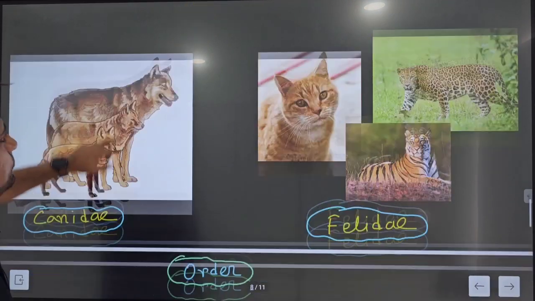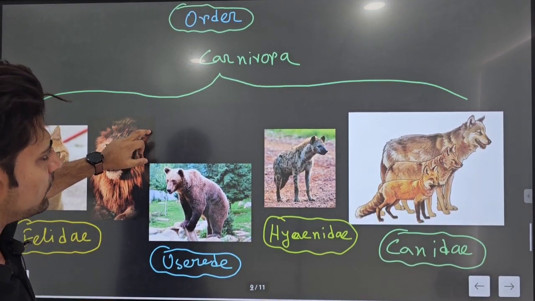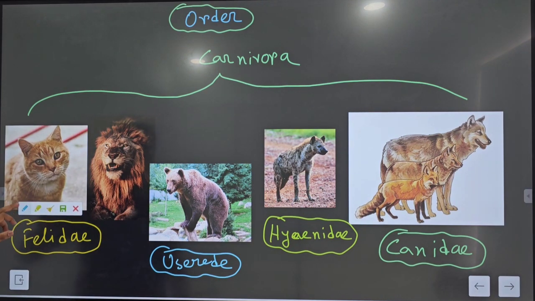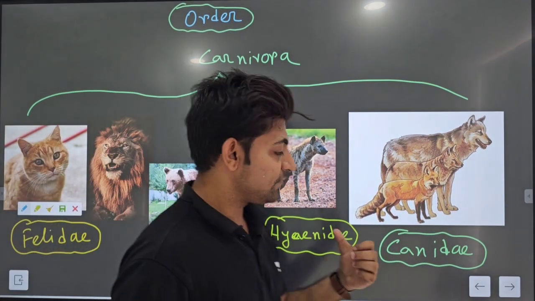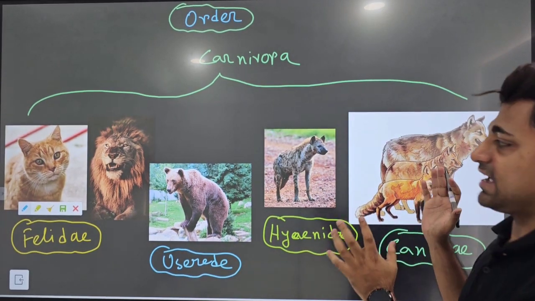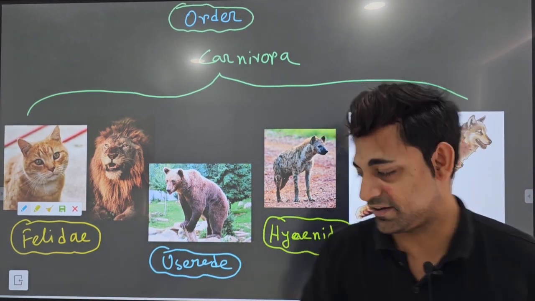Next, now one step ahead of family, order. See, all are wild animals. सारे के सारे जंगली जानवर है, इसलिए मैं बोल रहा हूं भाई ऑर्डर.